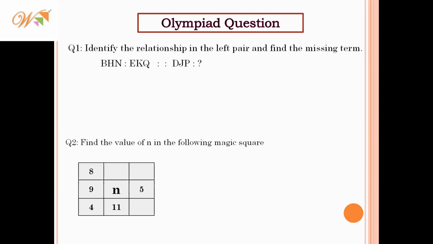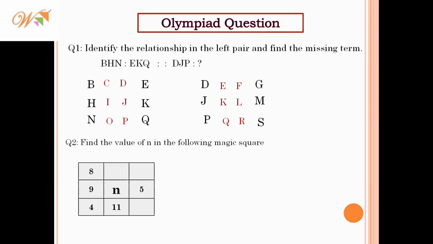So if you're back, I hope you have solved these questions. So let's look at the answers. So here B was changed to E, H was changed to K, and N was changed to Q. So again we were skipping two letters. So D, G, J, P will be changed to G, J, M, S.